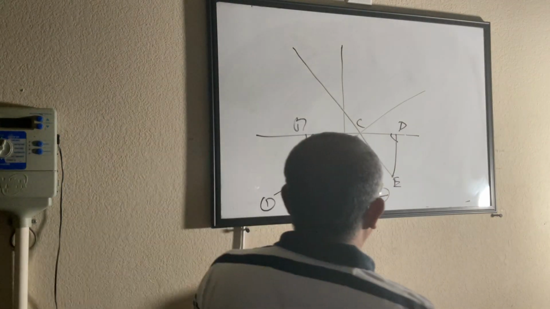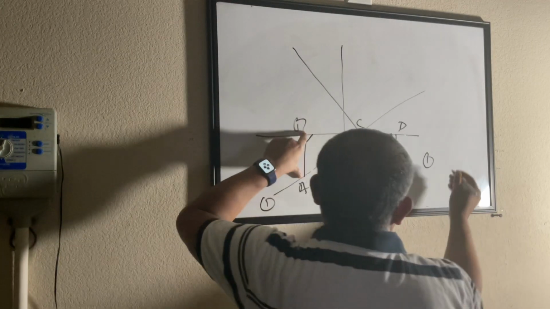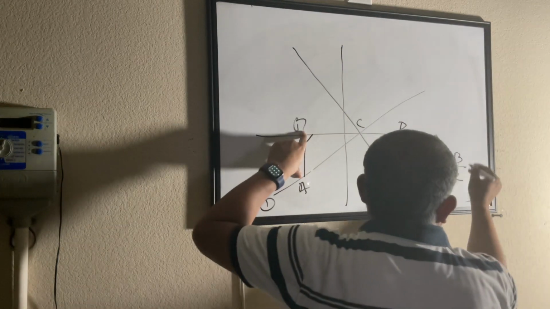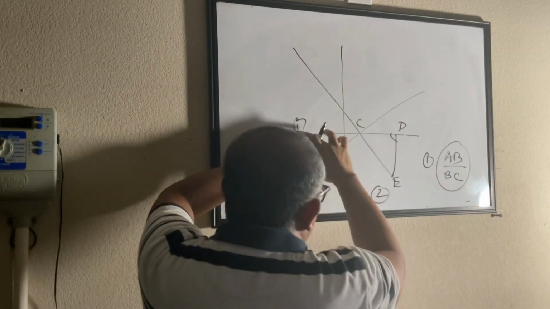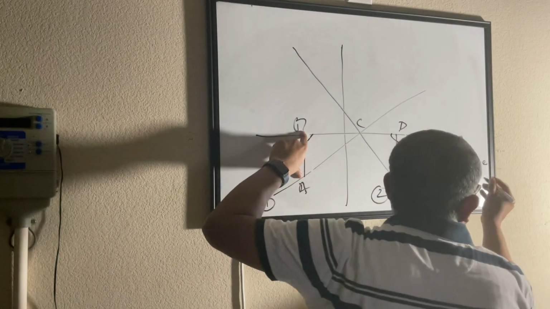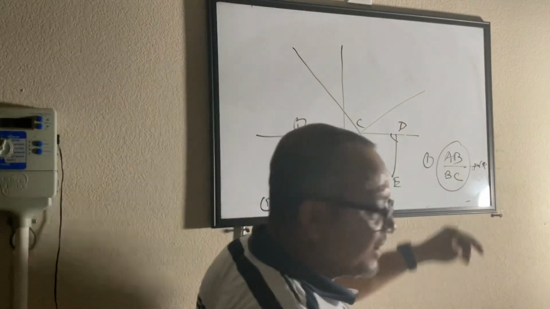What is the slope of this one? Slope of this one is rise over run. Rise is AB over run, BC. And this is positive because my rise is positive, my run is also positive. So this is a positive value. So you can put a positive here. Whatever value comes, we'll figure out later.